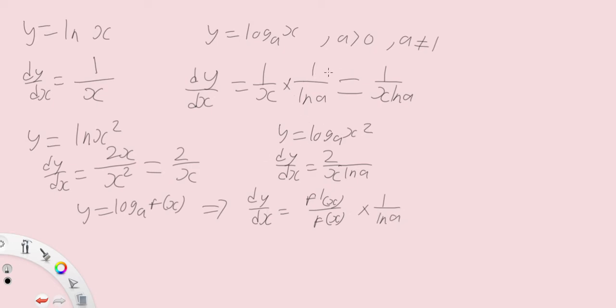And this is where we realize that a cannot be 1, because ln 1 equals 0. 1 over ln 1, well, it's undefined, right? And that's why a cannot be 1.